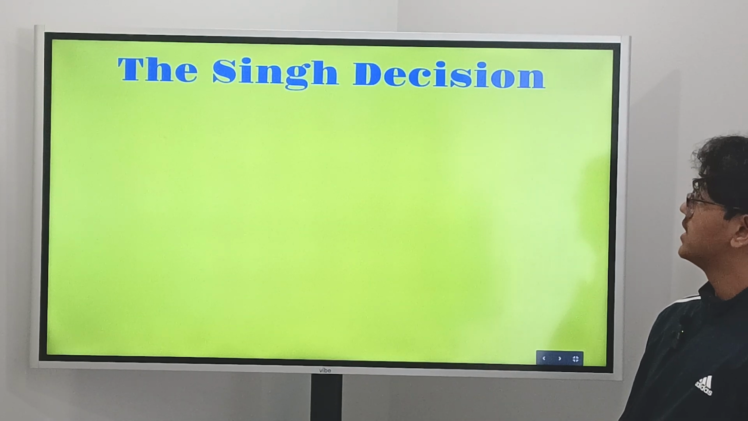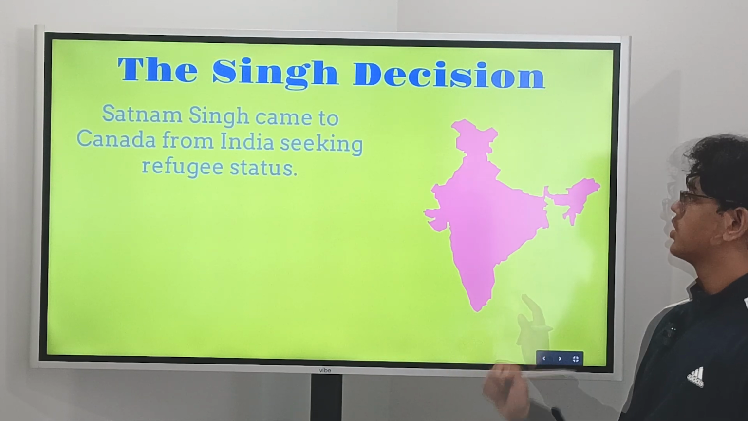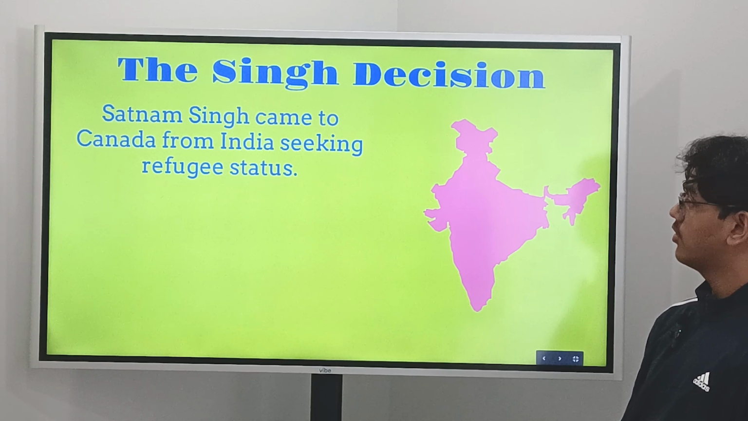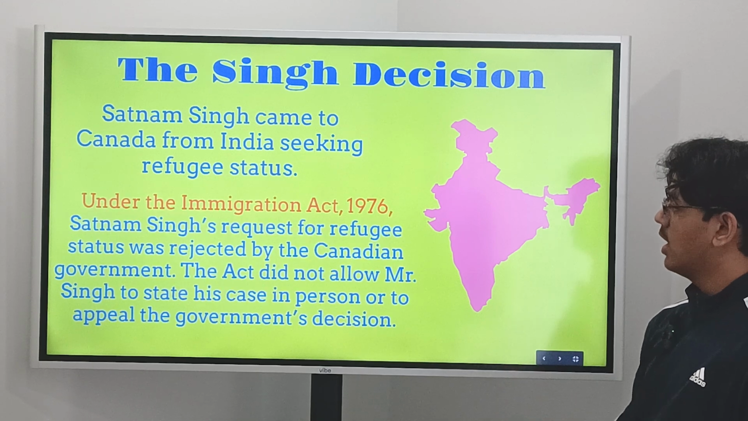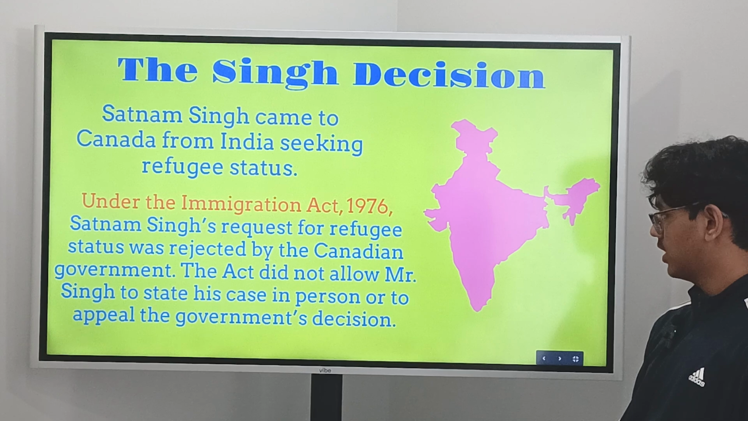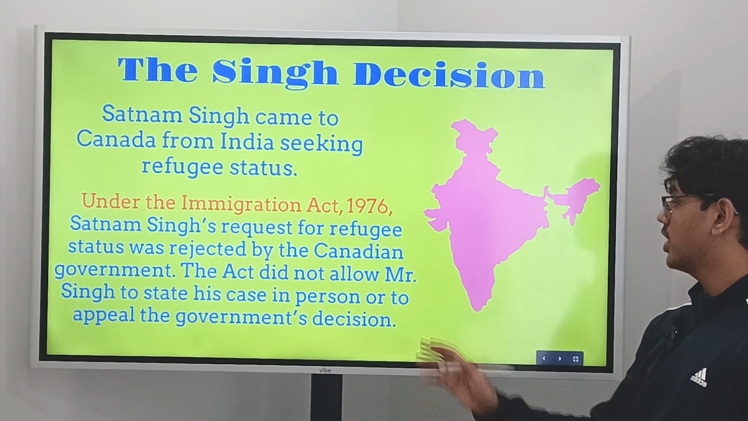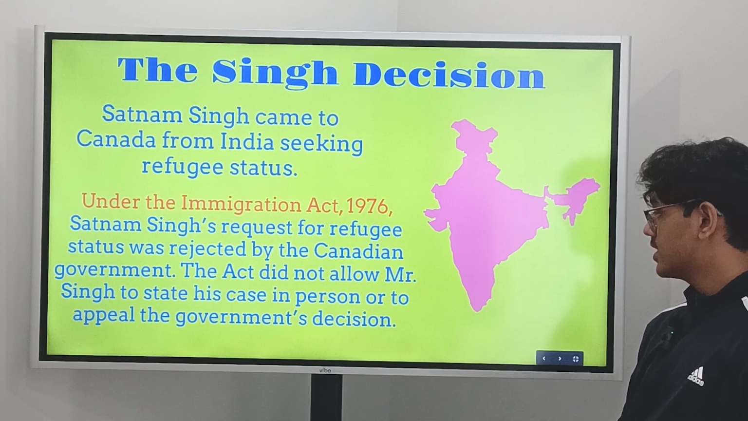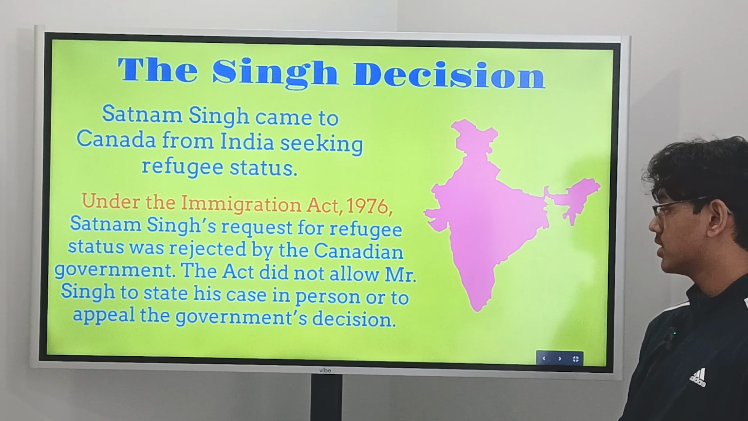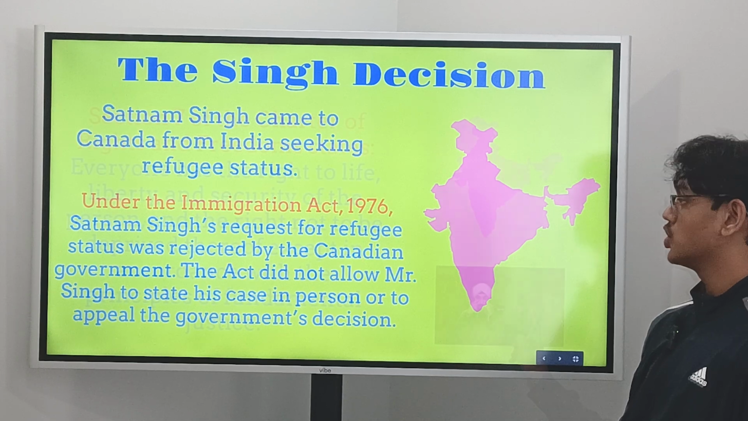Now let's cover the Singh Decision. So Satnam Singh came to Canada from India seeking refugee status. Under the Immigration Act 1976, Satnam Singh's request for refugee status was rejected by the Canadian government. This act did not allow Mr. Singh to state his case in person or to appeal the government's decision.